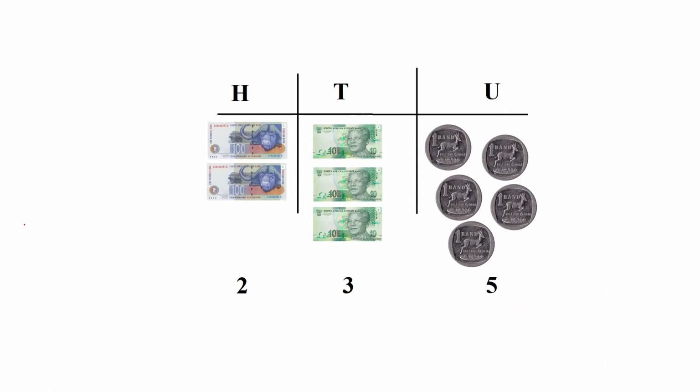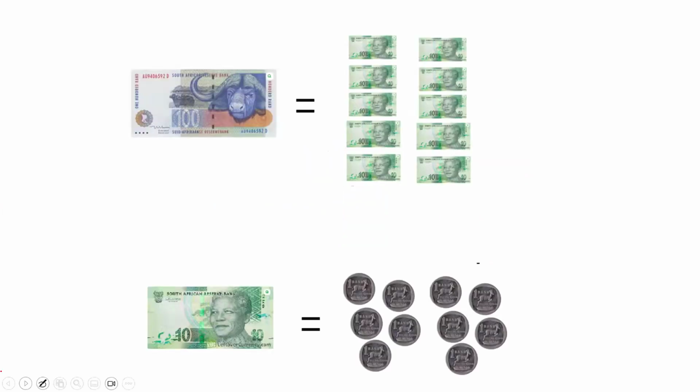And then you can see that this definitely works. If I'm saying I've got 2 here, it means I've got 200 Rands, I've got 3 10 Rands, and I've got 5 1 Rands. And that's how it normally works in terms of looking at the concept. Everything is embedded in the fact that you know that 1 100 Rand equals 10 10 Rands, and 1 10 Rand is equal to 10 1 Rands.